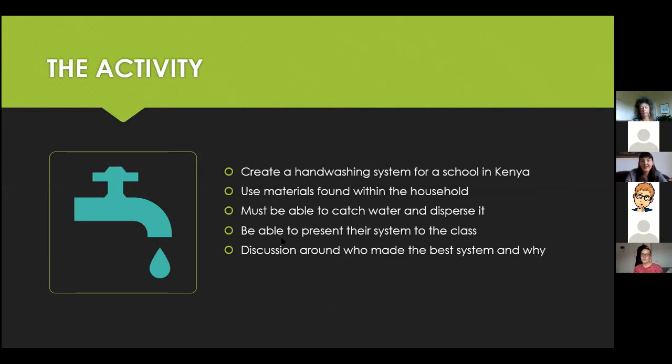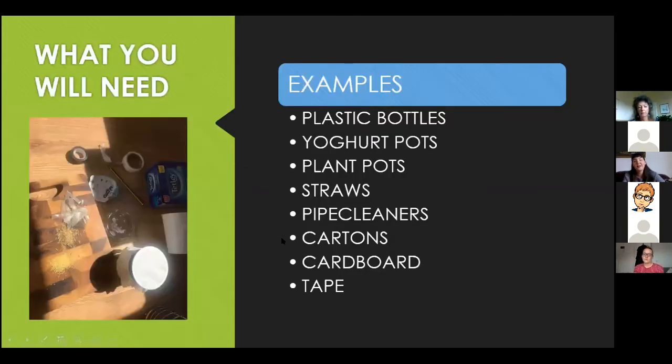So what do you need to do? I'm going to be demonstrating my model that I made after this presentation. But these are just some examples of things you could use within the house or within the garden to make the model. So you've got yogurt pots, plant pots. This is an image of the things that I used. I mainly constructed mine from tape and yogurt pots. So it's really, really simple. It's a really simple activity to get people talking.